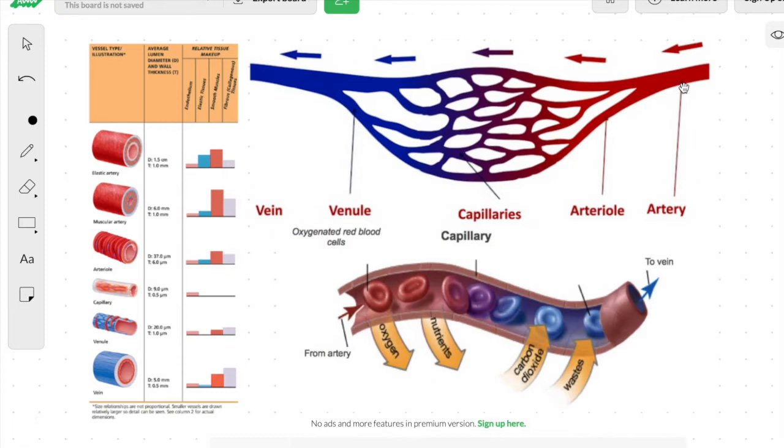In this, we'll talk about the arteries, arterioles, capillaries, venules, and veins, and we are going to compare all of them one by one. First, you have to understand these pictures. So first, we'll move with the arteries.